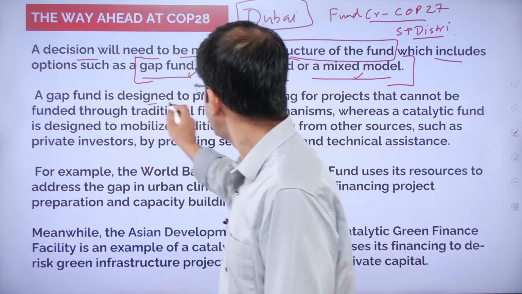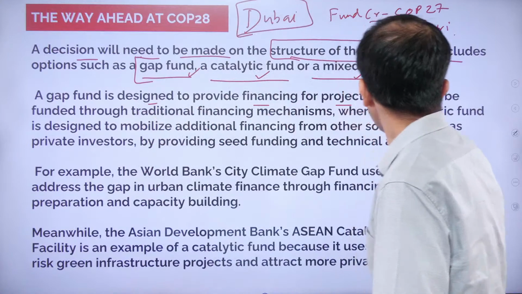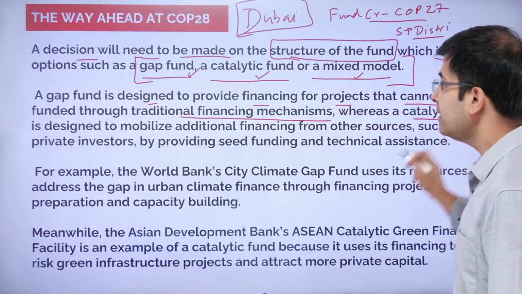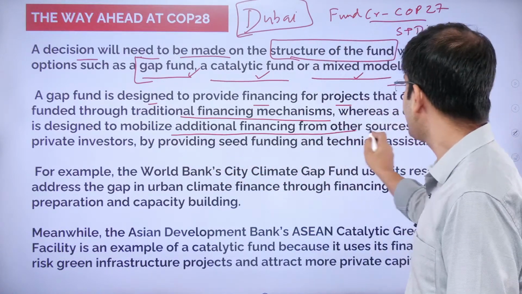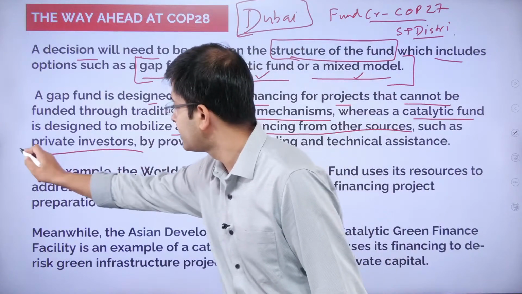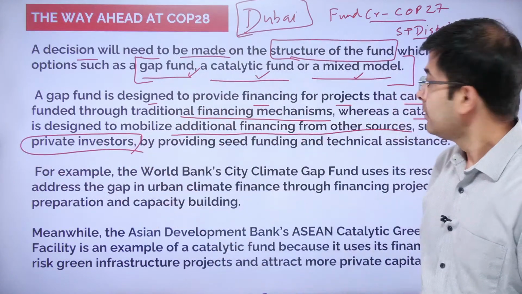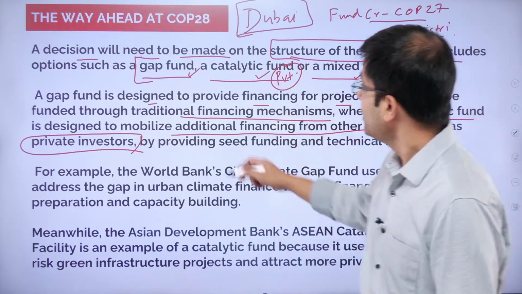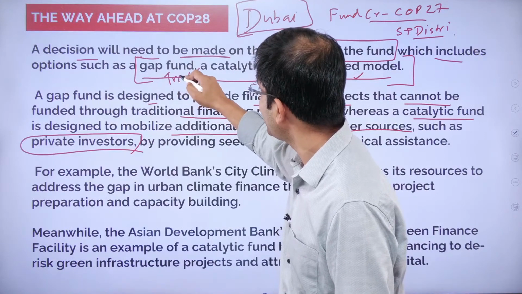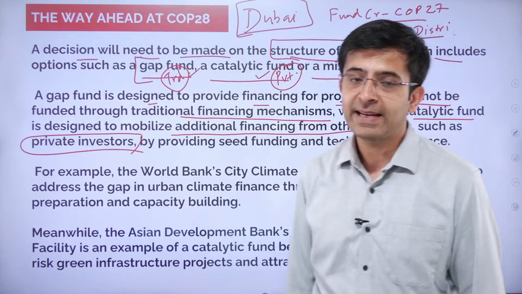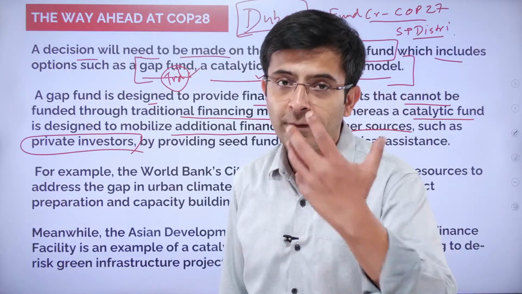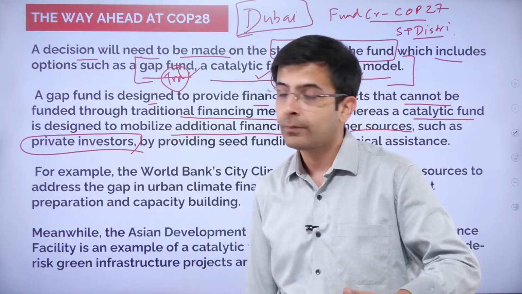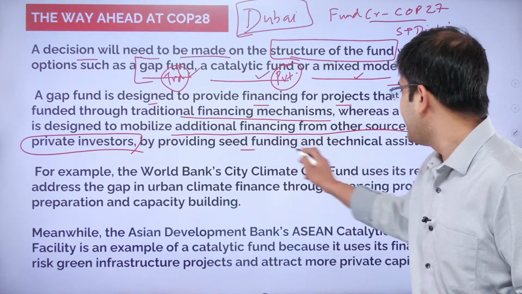Okay. It's designed to provide financing for projects that cannot be funded through traditional financing mechanisms. Catalytic fund, mobilizing additional financing from other sources such as private investors. Okay. So, catalytic will have private investors. Gap fund, where you do not have from the traditional methods, say the IMF, the World Bank, the AIIB, or all of that banks, if they cannot provide funds or if they are unable to cover that particular sector, a gap fund could be created. Okay. And providing seed funding, fine.